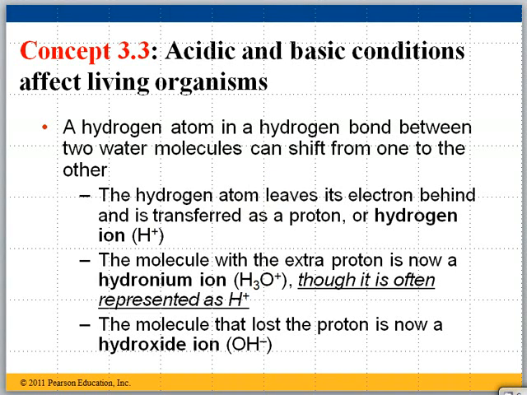Alright, ladies and gentlemen, we're back to finish up Chapter 3. We're on Concept 3.3, which is all about acids and bases. And it says acidic and basic conditions affect living organisms.